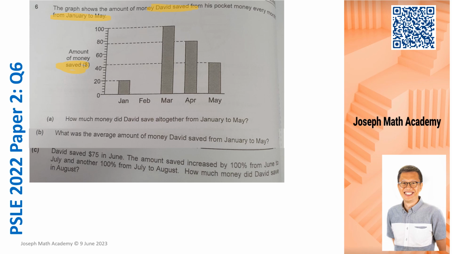In January, David saved $20. So let's plug it in. In February, David saved nothing. In March, David saved $100. I'm going to put it up here because of lack of space. In April, David saved $76. So this one you have to read carefully. Now, how do I know it's $76?